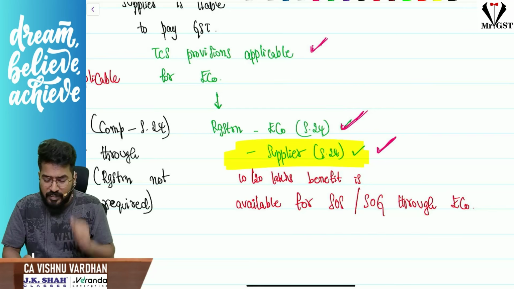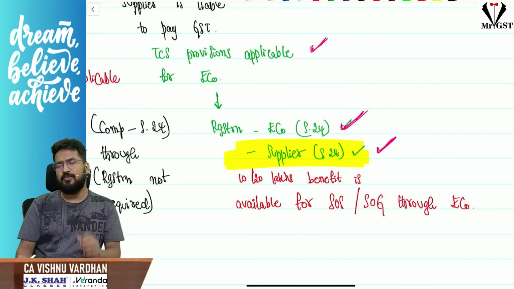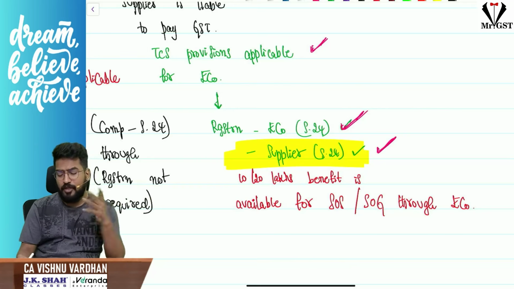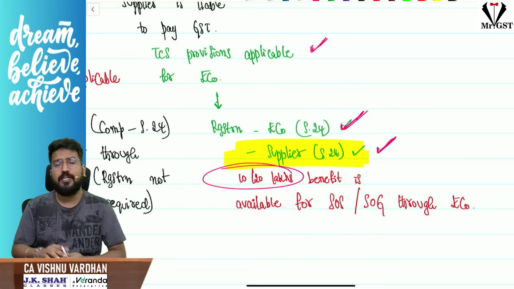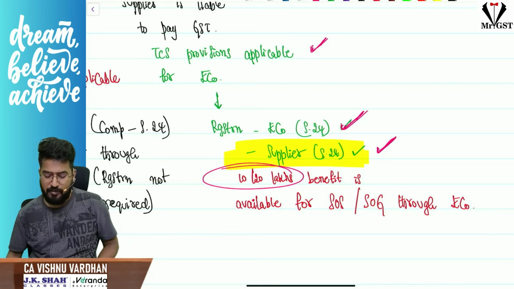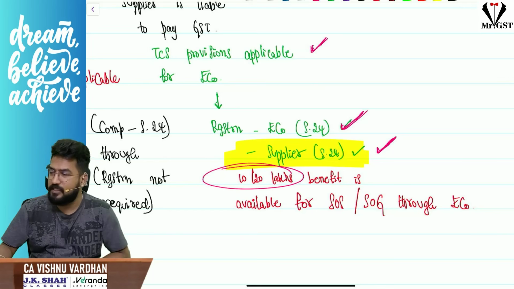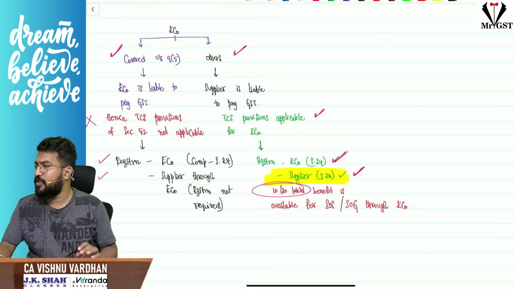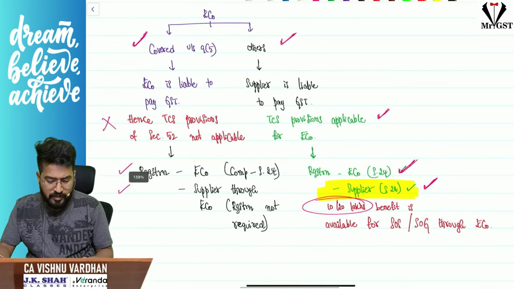Next, the supplier also should take registration. But section 23 says that you are supplying goods or services through an e-commerce operator, so you enjoy the threshold limit, but the threshold limit is only 10 or 20 lakh, as the case may be. You just enjoy the threshold limit. That is what they are saying. So hope it is clear for you. You can just go with the flowchart here.